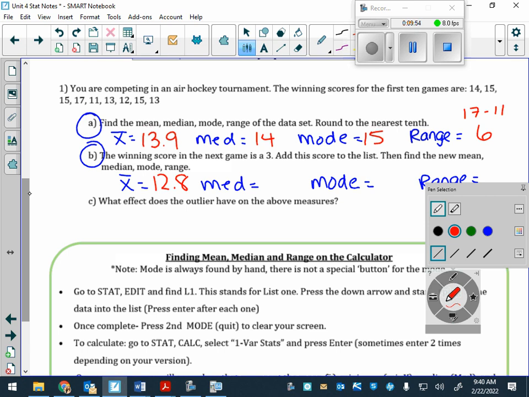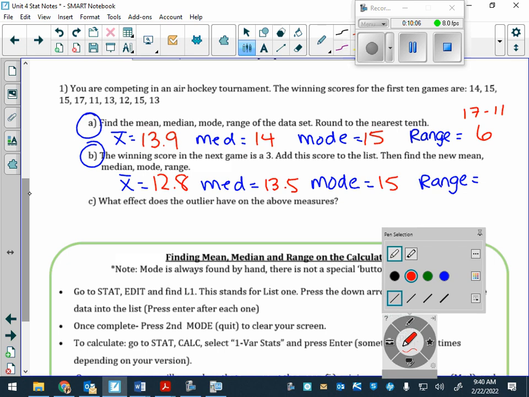All right, the median. 13.5. Wow. Good catch there. The mode: 15. And the range.